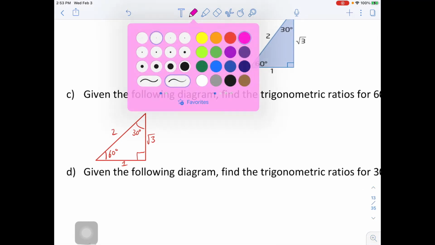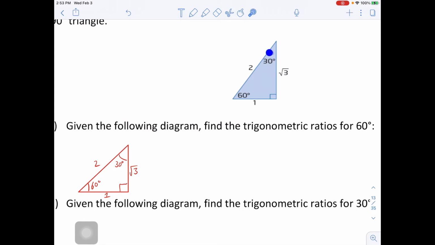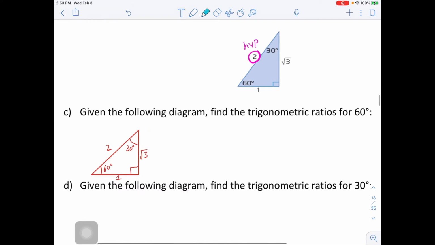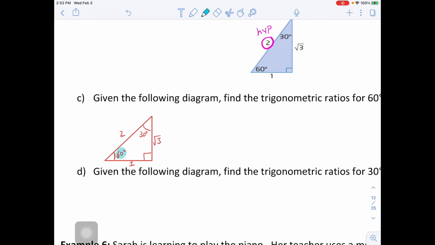So something to note is, no matter if you're finding trig ratios based on your 30 or your 60, this is always your hypotenuse, right? Always opposite the 90. And then depending on if you're focusing on 30 or 60, your opposite and adjacent change. So for my 60 here, the opposite is here, then we have my adjacent, and then you have the hypotenuse.